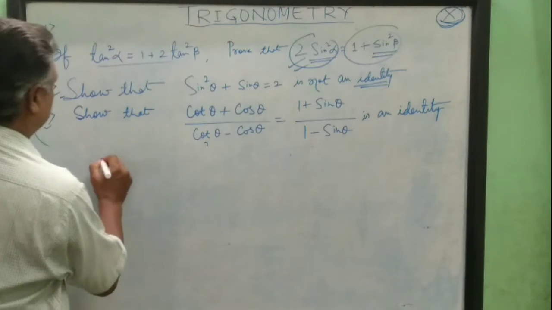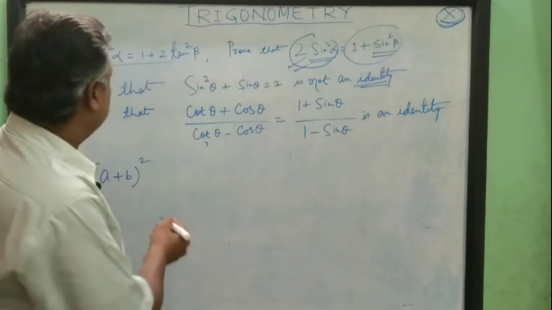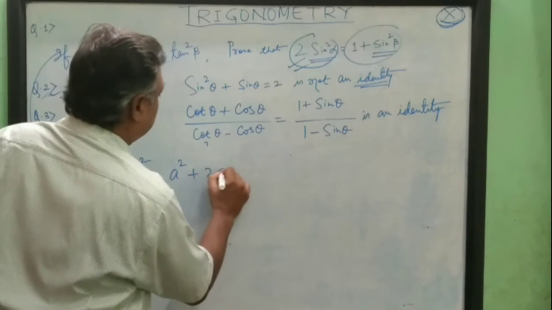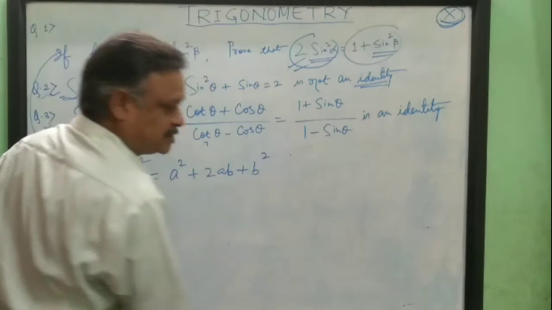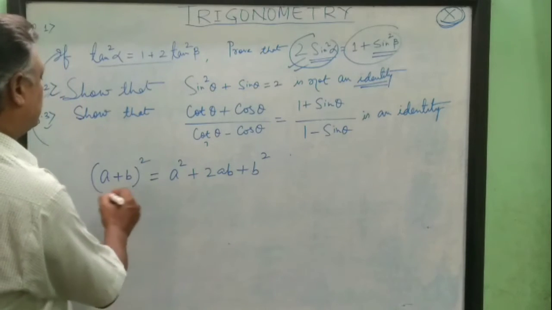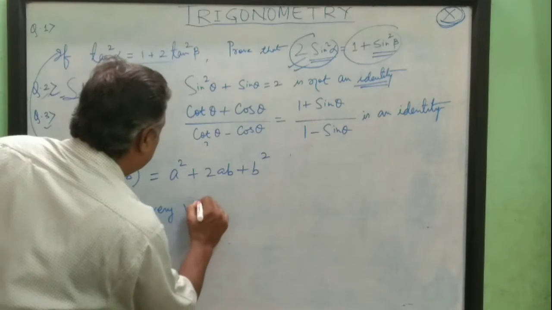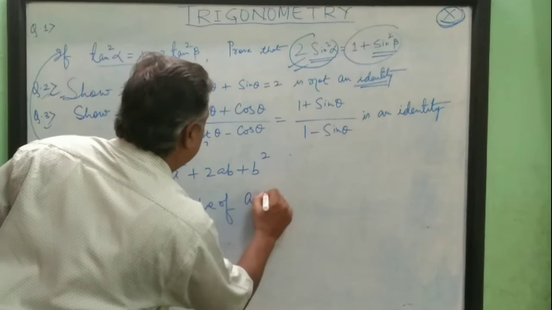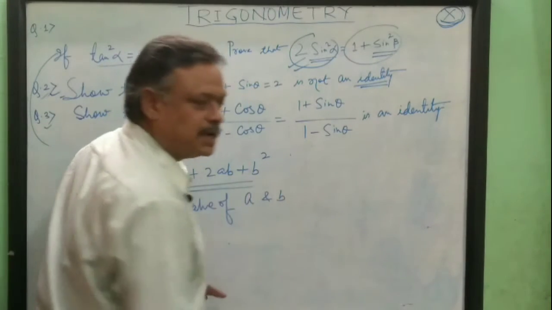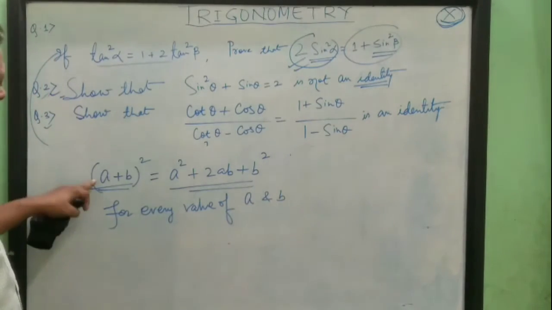So (a plus b) whole square is a standard identity. (a plus b) whole square is equal to a square plus 2ab plus b square. Why is it an identity? Because for every value of a and b, LHS is equal to RHS. For every value of a and b, we can check it by putting the value.